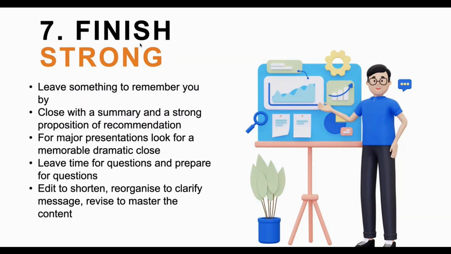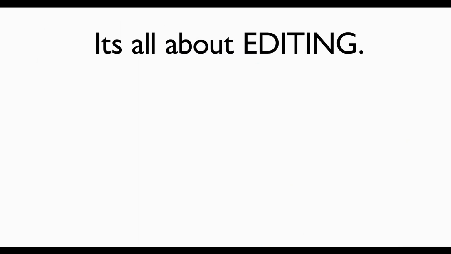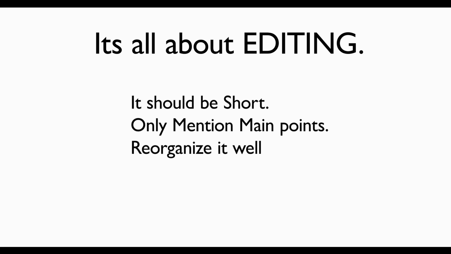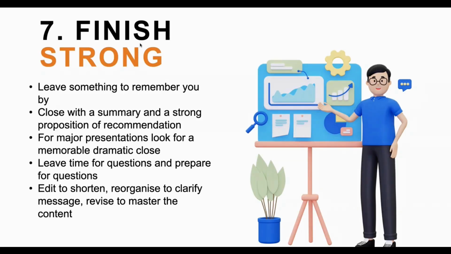Then edit to shorten, reorganize to clarify the message, and revise to master the content. So this is all about editing, right? So don't use fluffy slides, a lot of text, right? So edit to shorten means the slide should be short. You should only write main points. You should have reorganized it well. Message should be clarified. Otherwise, your message will be lost. If there is too much content, if there is too detailed content, the audience may just lose track. So keep it concise, keep it clarified, use brilliant writing, use brilliant copywriting, editing, and revise to master the content so that people will remember the point strongly. Okay. So with this, we can finish strong on this slide.